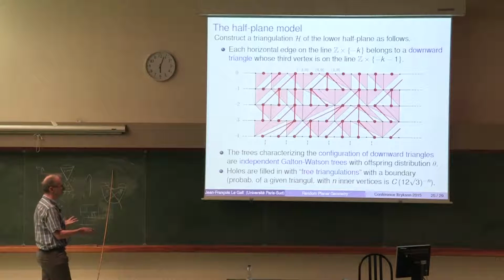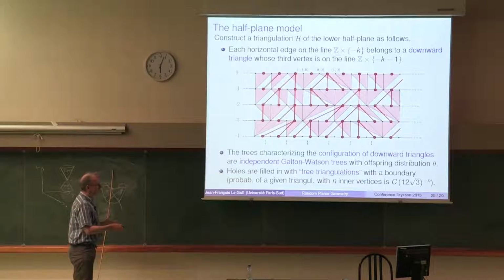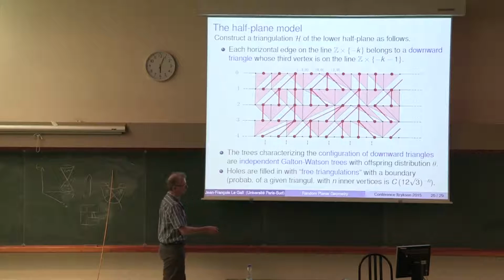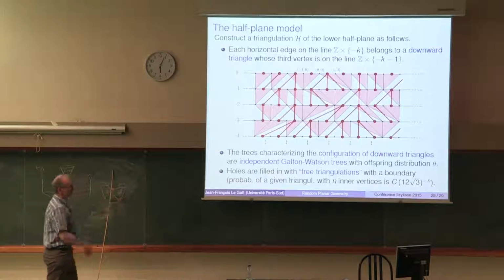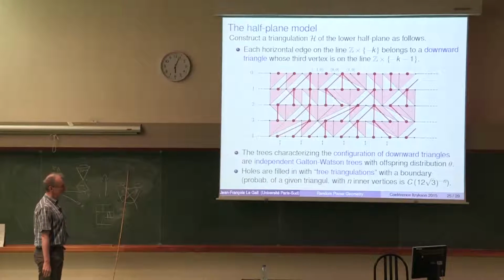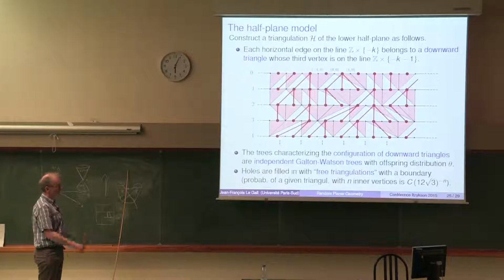So what is a free triangulation? Essentially, it means that the probability of a given triangulation with a boundary of the prescribed size with n inner vertices will be proportional to this quantity. This 12 square root of 3 is just the growth exponent, it corresponds to the exponential growth of the number of triangulations with n vertices.